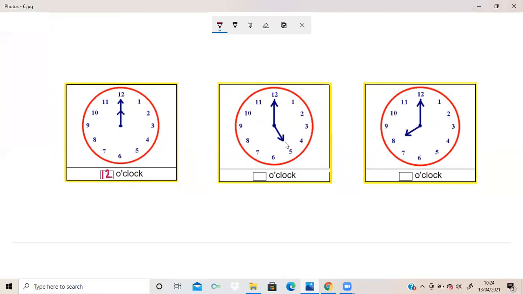Similar thing, minute hand pointing 12, hour hand pointing 5, so it is 5 o'clock. Minute hand pointing 12, hour hand on 8 is 8 o'clock.